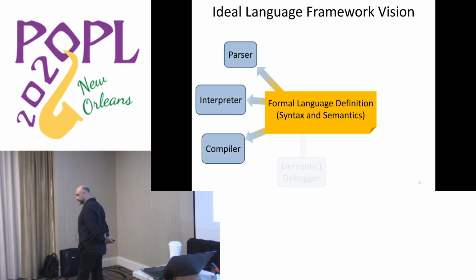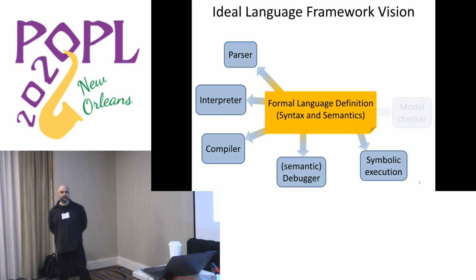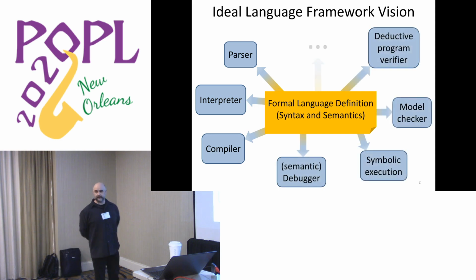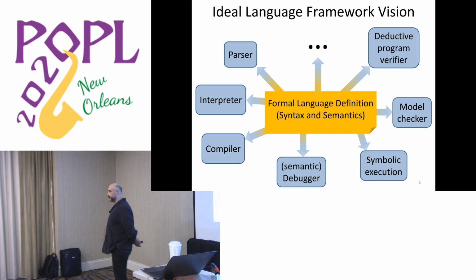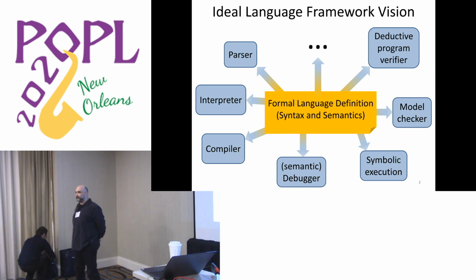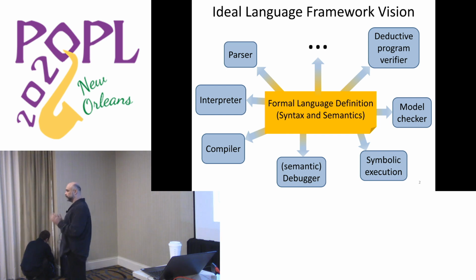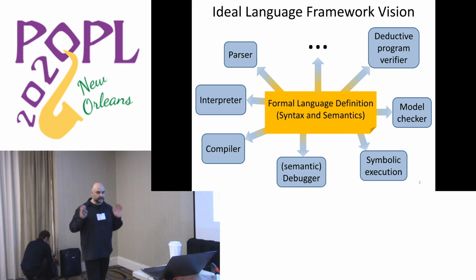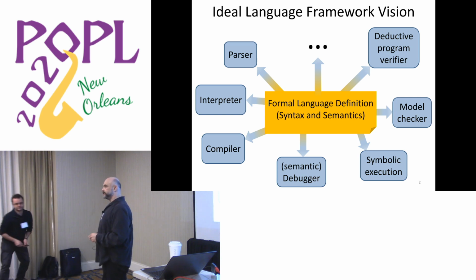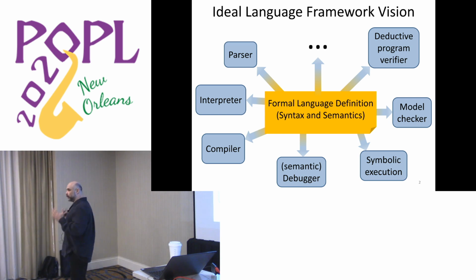We believe that it is possible to have one formal definition of a programming language, and only one. And then from that one definition to derive all the tools that you need for your language, including deductive program verifiers, model checkers, even compilers and interpreters, debuggers. So all of them to work not only in principle, but to be the right way to develop these tools.